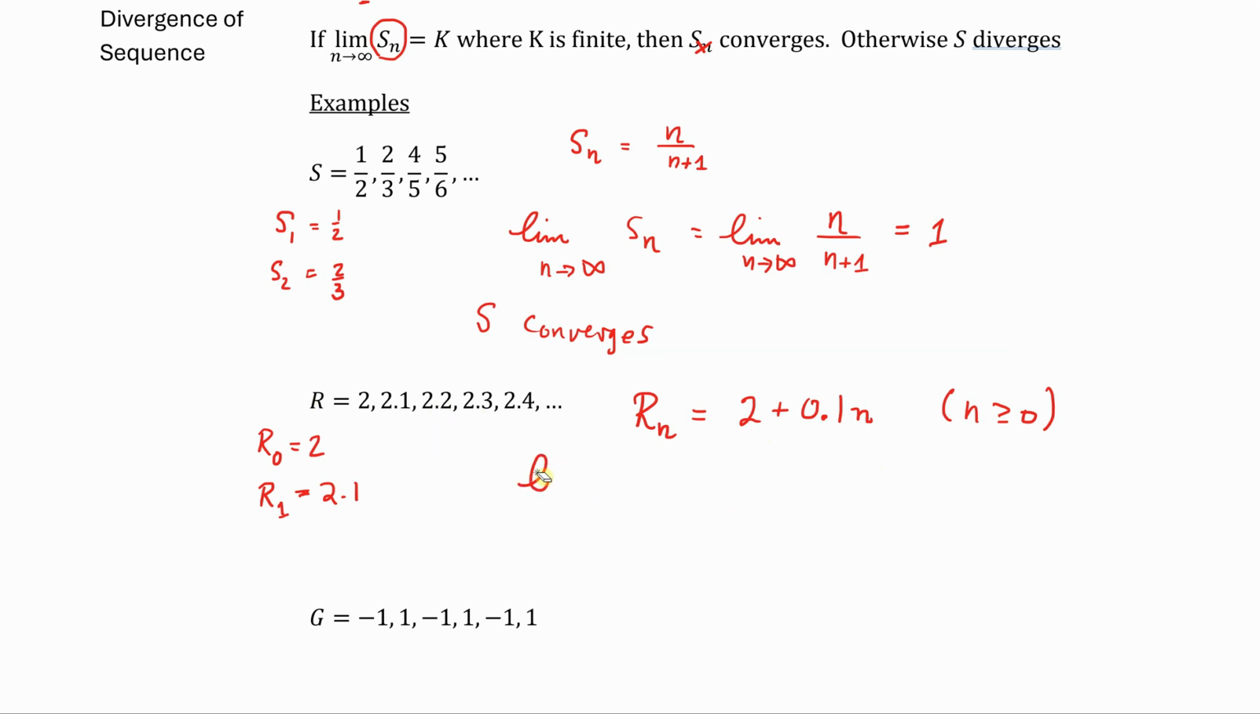Now we want to take the limit as n approaches infinity of R sub n. That's the same thing as the limit as n approaches infinity of 2 plus 0.1n. This part is important, because if n is very large, if n is 10 to the 45th power, then this sequence is just going to keep on growing and growing. So this has no limit. It's going to approach positive infinity, and so we can say that R diverges.